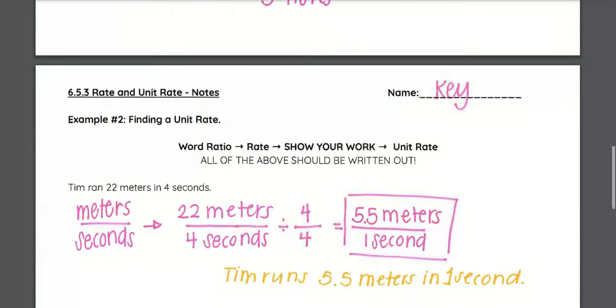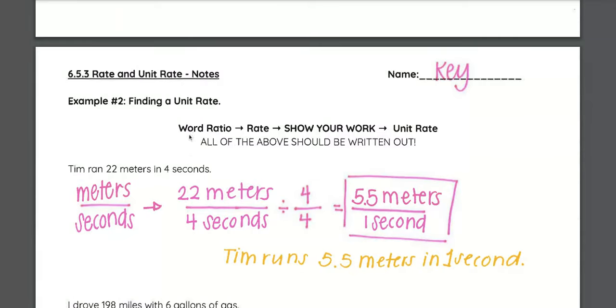Next, we need to practice finding a unit rate. When we are finding a unit rate, we will follow these steps, always starting with our word ratio first, then writing our rate that we pull from the situation. This just gets pulled from the situation. We show our work that keeps our ratios equivalent, and then we have our unit rate. So we need to see all 4 of these steps every single time.